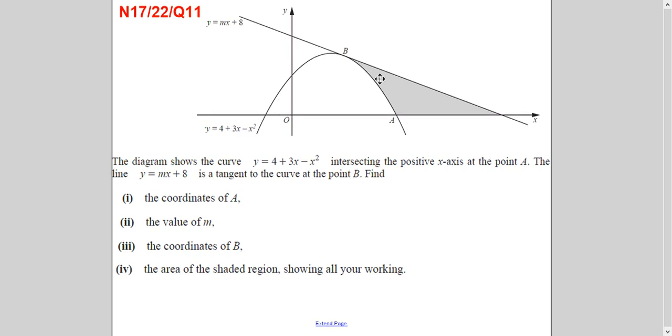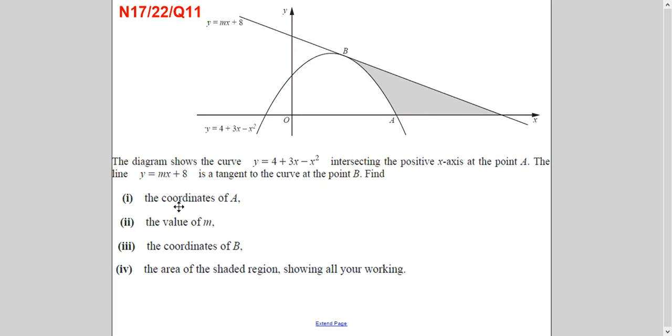The equation of the curve is given, the shaded region is given to you, and the equation of the tangent straight line is given to you. There are 4 parts in this question. We have to find the coordinates of A, where the curve intercepts the x-axis. We have to find the value of M, the unknown gradient in the equation of the line. We have to find the coordinates of B, the intersection of the line and the curve, where the line is tangent to the curve, and we have to find the area of the shaded region.